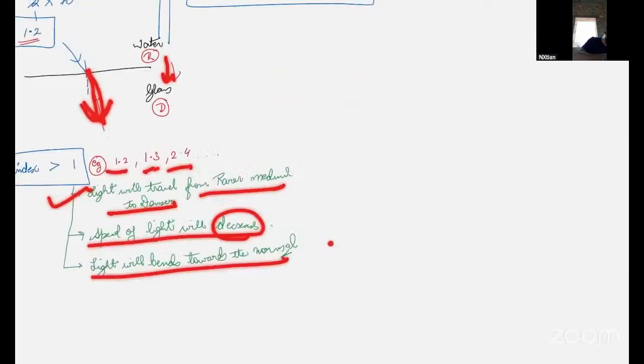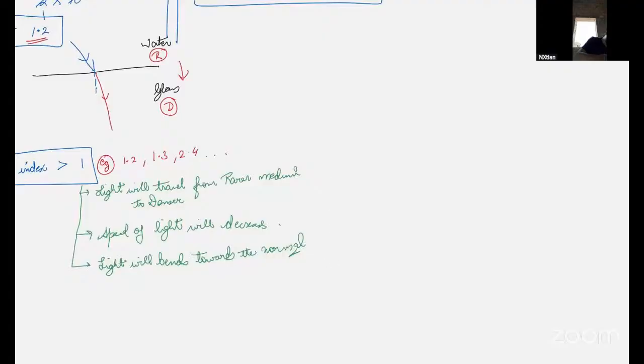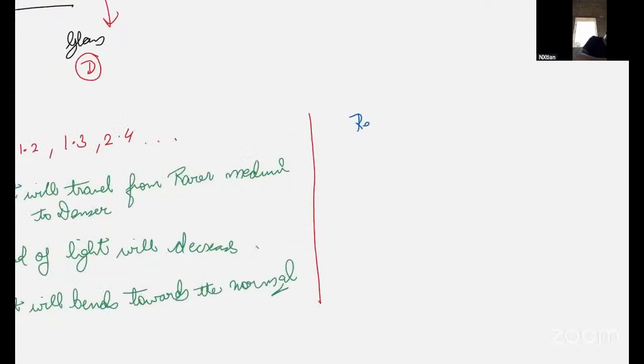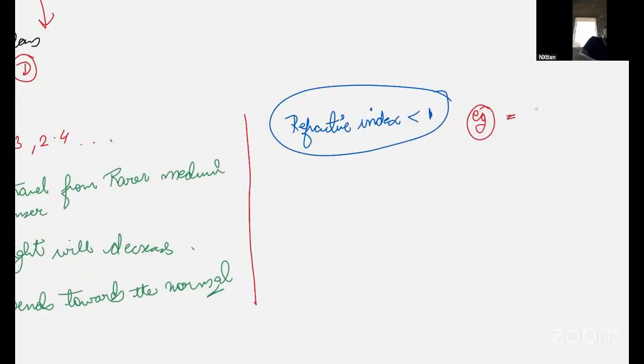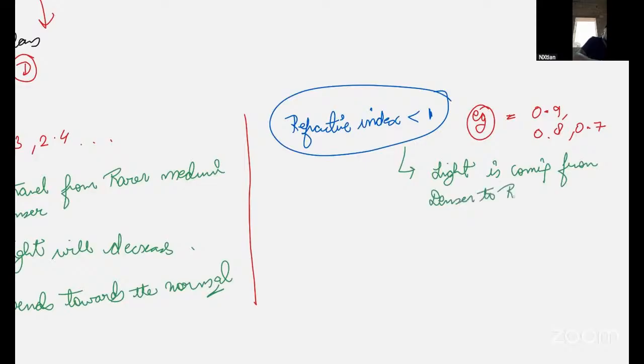Did you understand? And if the refractive index is less than 1, for example 0.9, 0.8, 0.7, and so on, in this case we get three observations: that light is coming from denser to rarer, first thing.